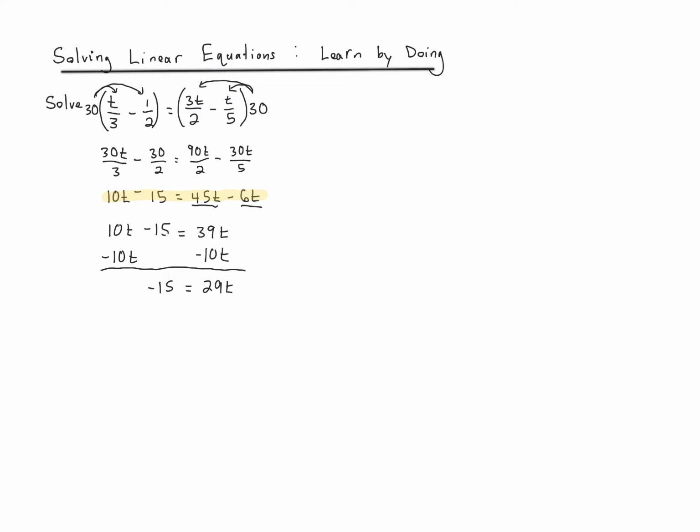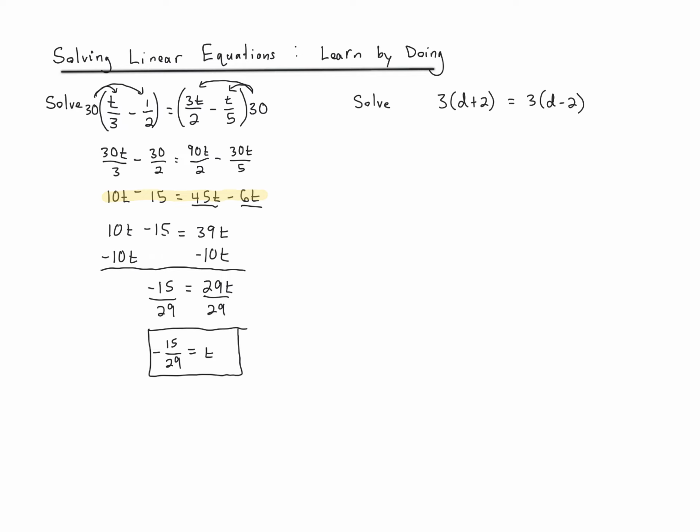So we've got one last step. We need to divide both sides by 29. Now, 15 doesn't divide by 29 evenly, and we can't reduce that fraction. So our final answer is just going to be negative 15/29 equals t. And there we go. Let's take a look at one more problem.